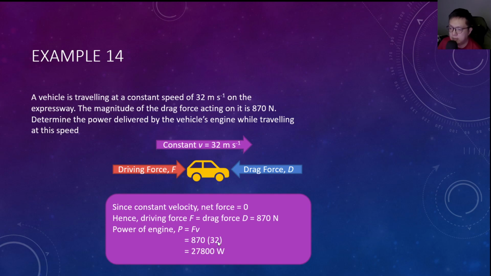So 870 times the velocity of 32 meters per second. So I get 27,800 watts. Okay, so that's how you usually apply your P equals Fv.